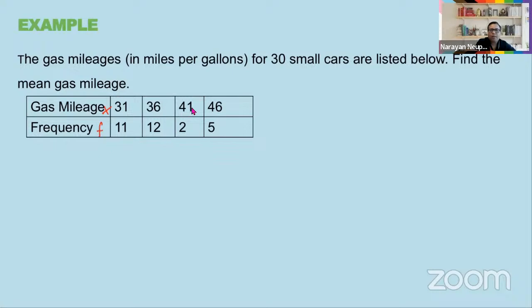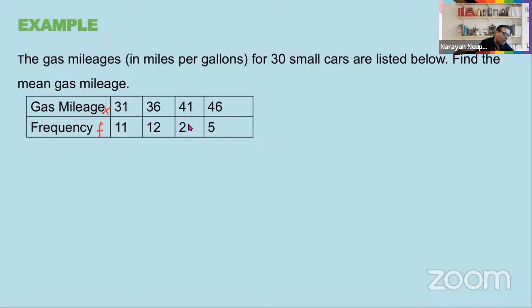For example, if I need to understand this piece of information, 41 miles per gallon is the mileage, and there are 2 cars that give that mileage. Make sense? So that is the meaning of that. If I look at this, 36 miles per gallon is the mileage, and there are 12 cars with that mileage. That is the meaning. So because we have the frequency, this is grouped data.